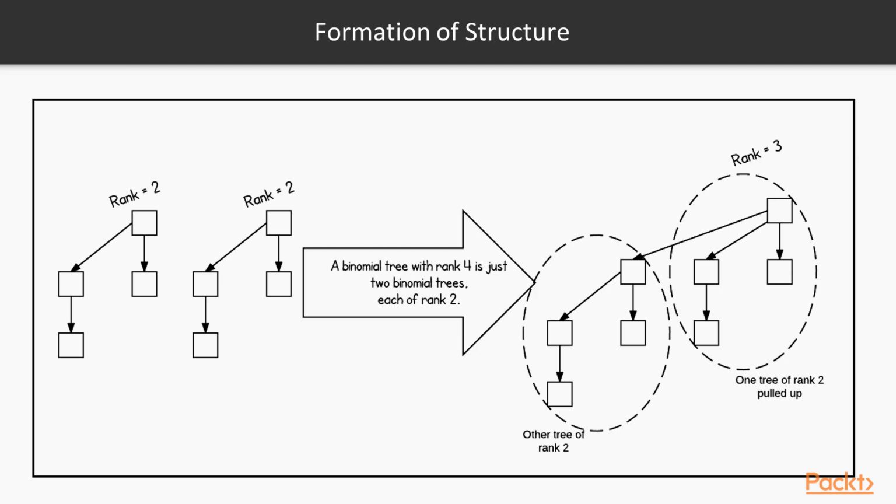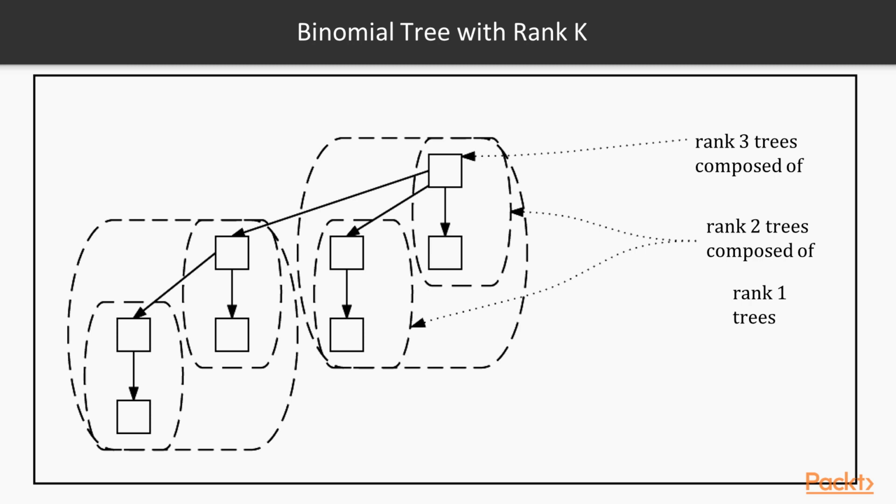For example, the following figure shows two binomial trees of rank 2. When the right tree is pulled up, the left tree becomes its left child. The resulting tree is of rank 3, with 2 raised to 3, which is equal to 8 nodes. The structure is formed by similar, smaller structures, as depicted in this figure.